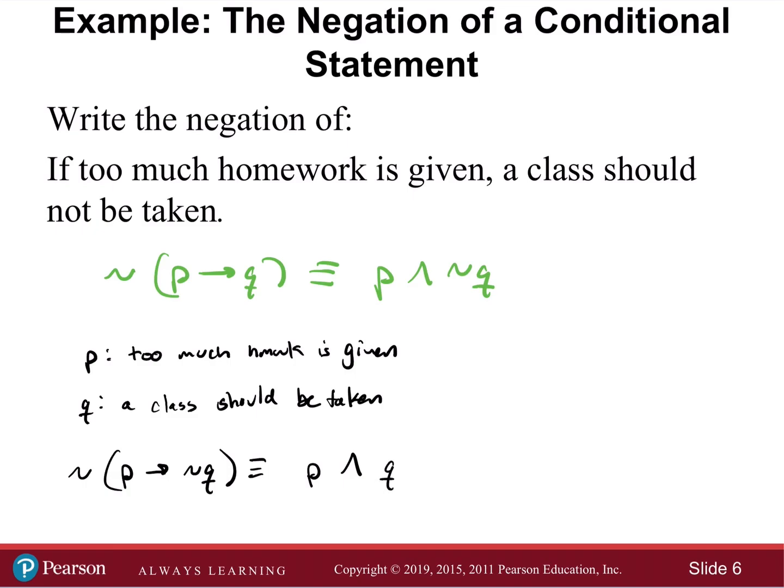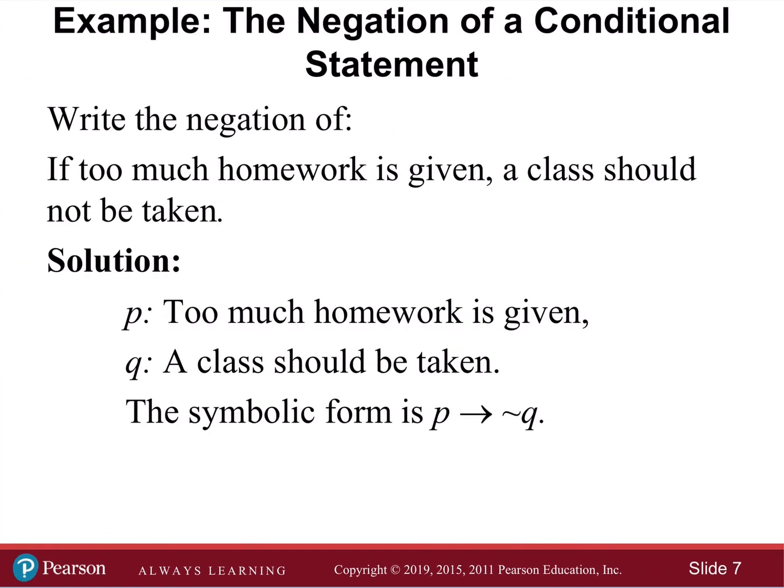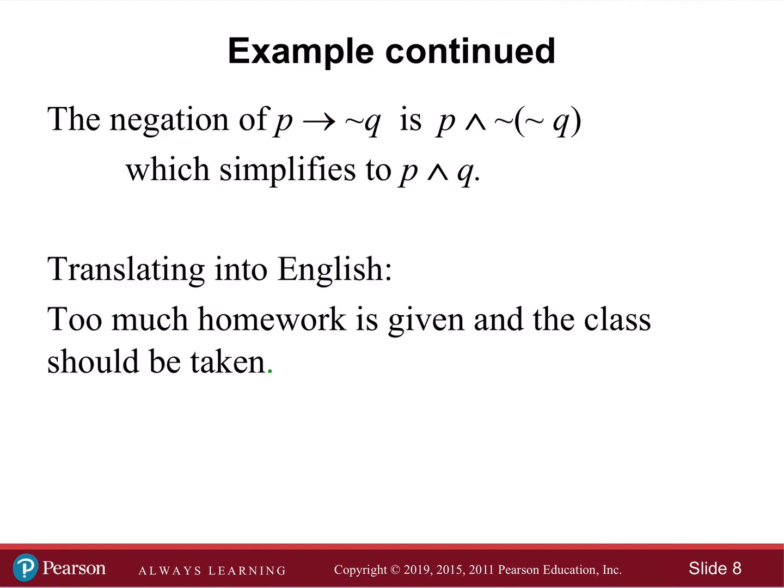So then the negation would be: too much homework is given and the class should be taken. I don't know why it keeps doing that. So too much homework is given and the class should be taken. I think they got the same thing. You see the P and Q there, and then we have it written out.